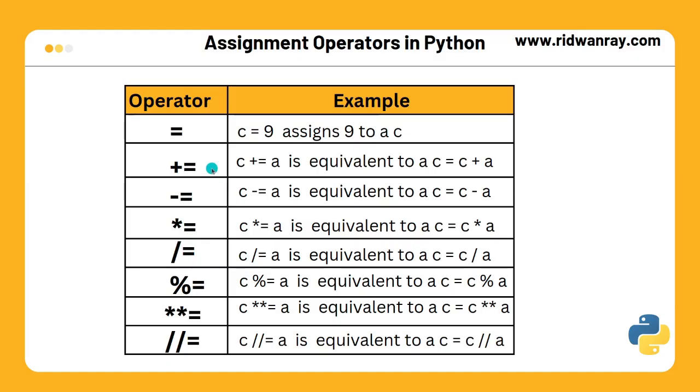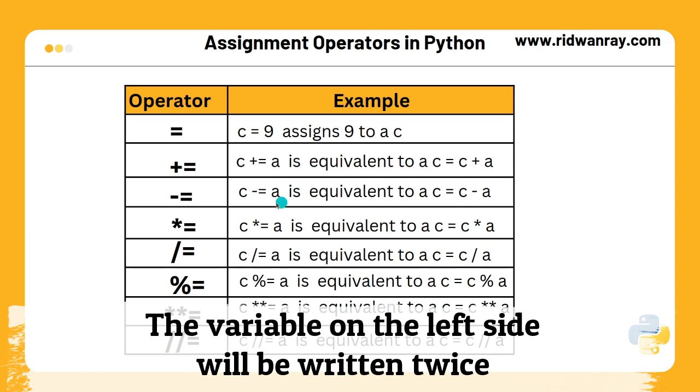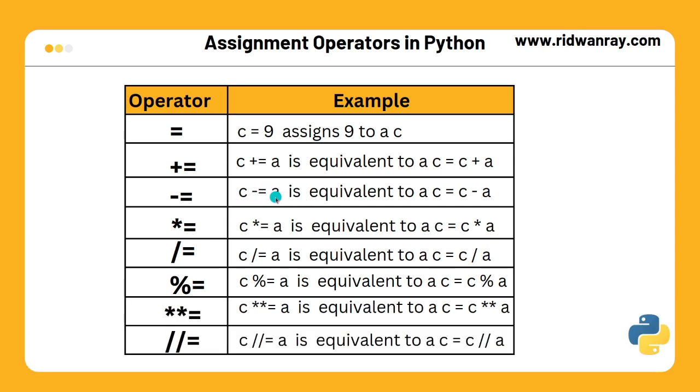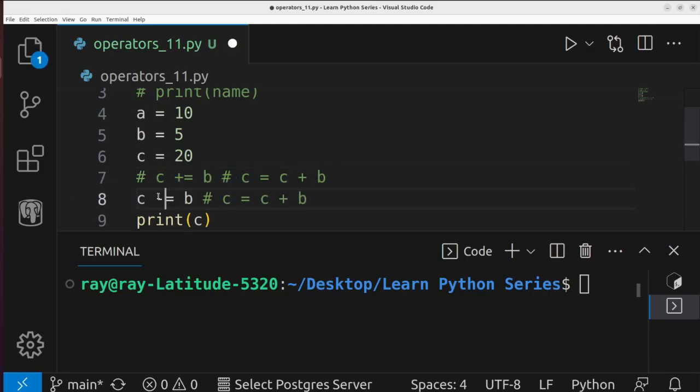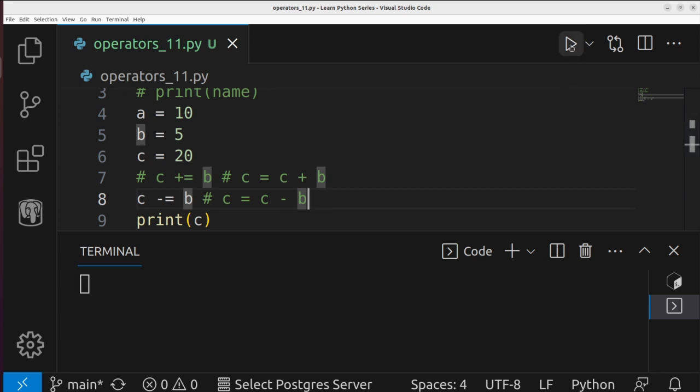Aside from using the plus operator, we can also make use of other operators such as subtraction, multiplication, division, modulus, exponent, and floor division. C plus equals A is the same as C equals C plus A. C minus equals A is equivalent to C equals C minus A. Let's use the subtraction operator. C minus equals B, C equals C minus B. The expected result should be 20 minus 5, which is 15. Let's execute the program. Great.